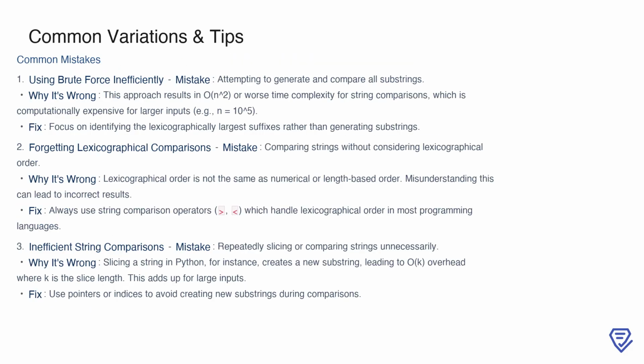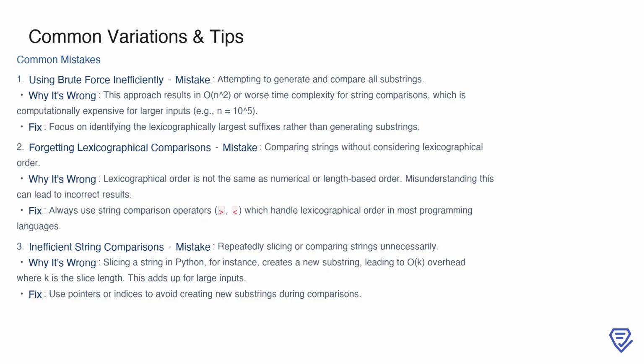When tackling this problem, there are a few common mistakes that can trip you up. One of the most frequent is relying on brute force to generate and compare all substrings. While it might seem straightforward, this approach leads to extremely inefficient time complexity, often O(n²) or worse, which becomes impractical for larger strings. Instead, the focus should be on identifying the lexicographically largest suffixes directly.